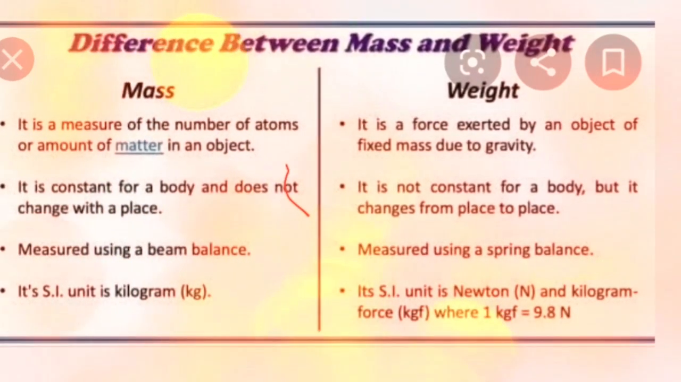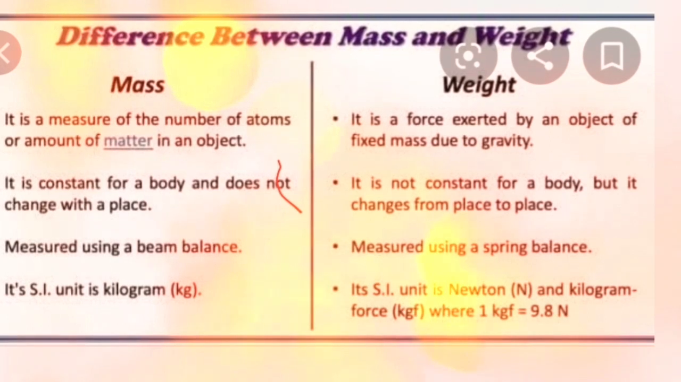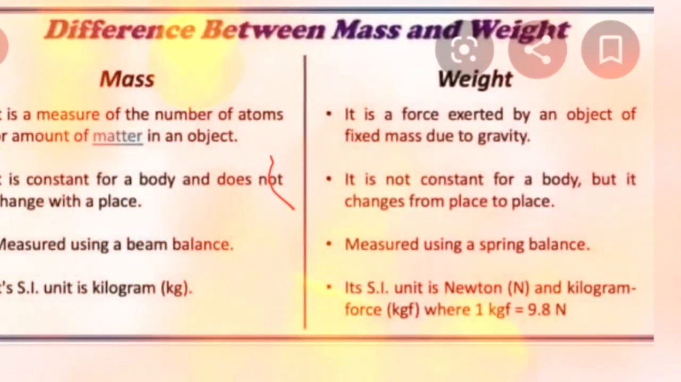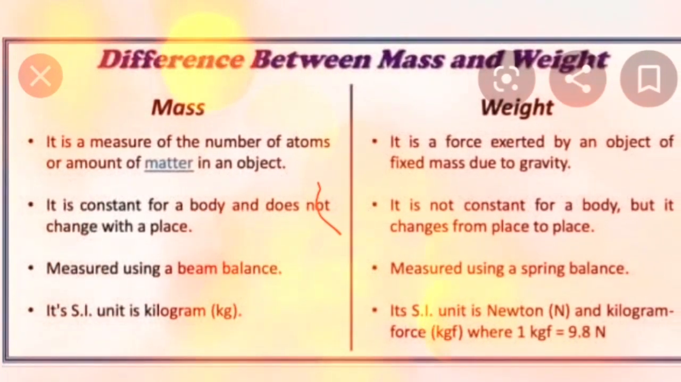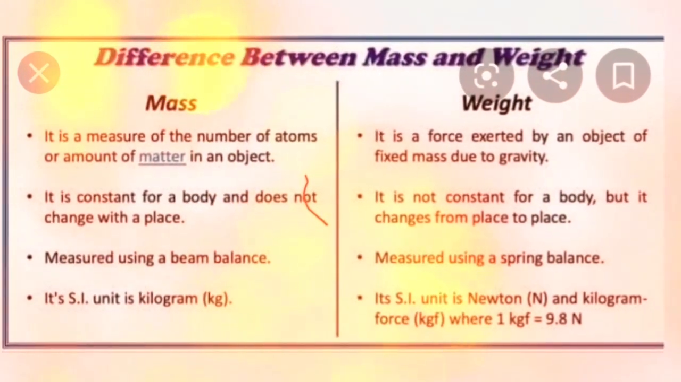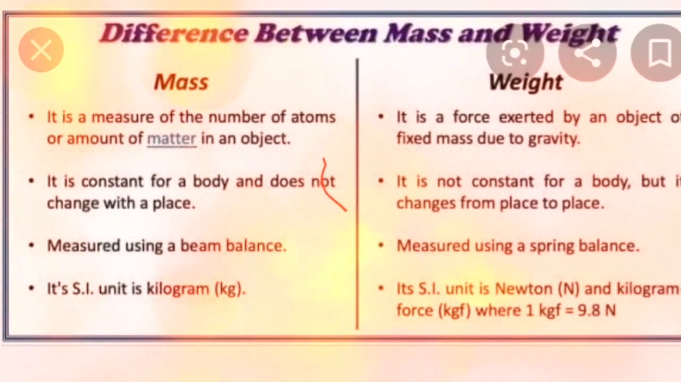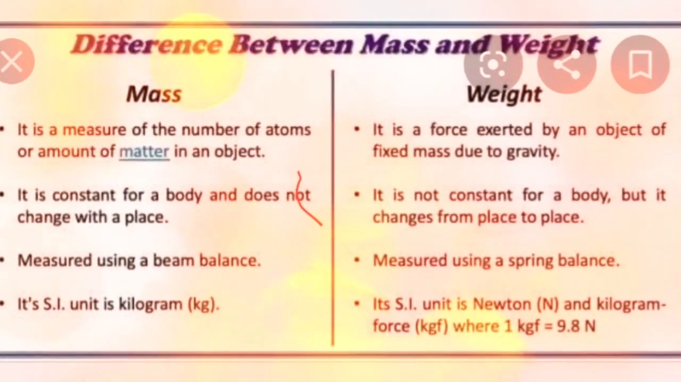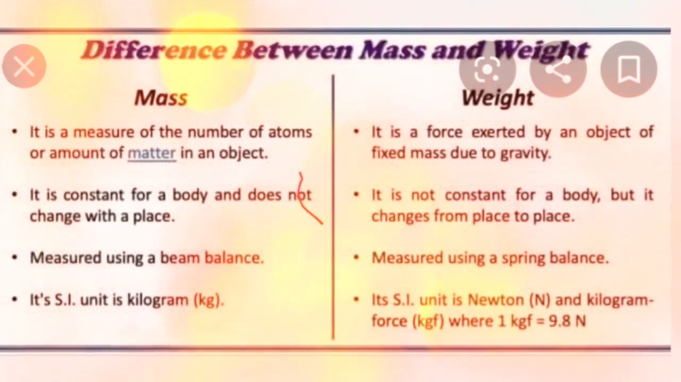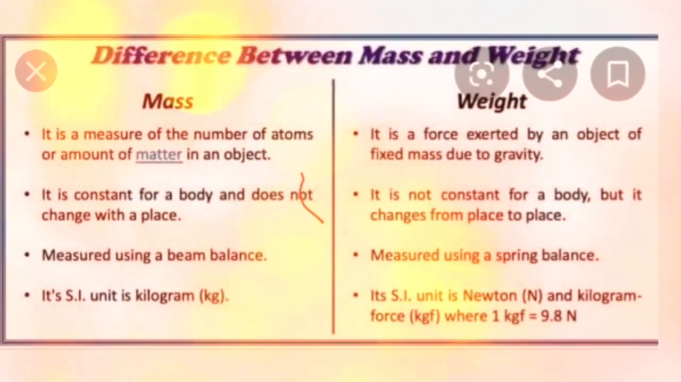Mass is the content present in the body and weight is the force exerted by an object by gravity. Mass is constant whereas weight changes from place to place. For mass, we use beam balance and spring balance for weight. SI unit for mass is kilogram and for weight is Newton or kgf.